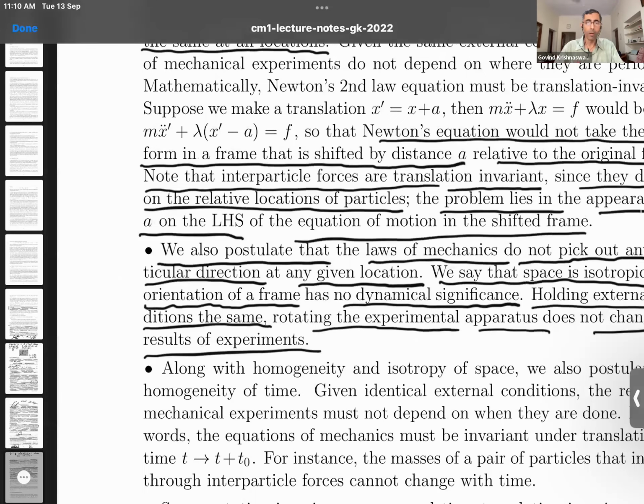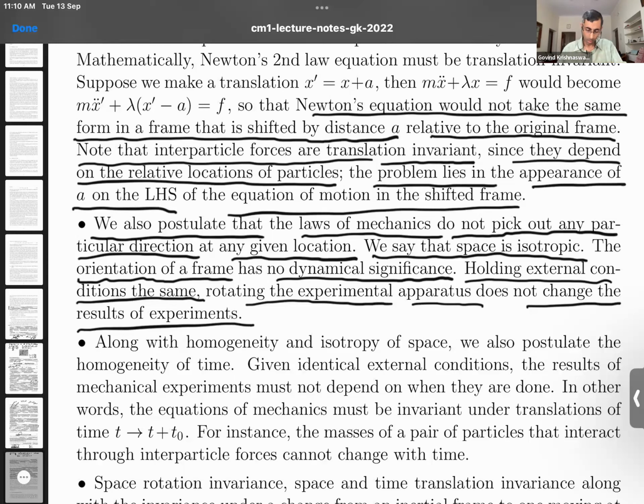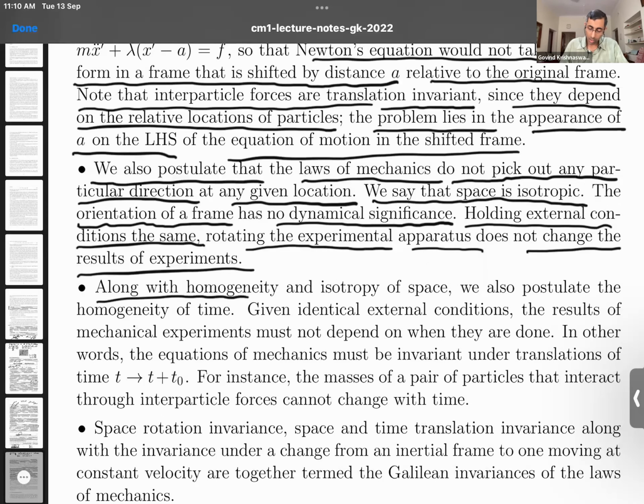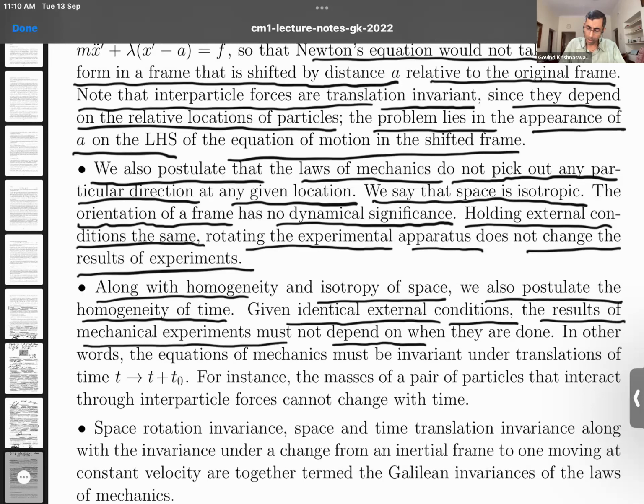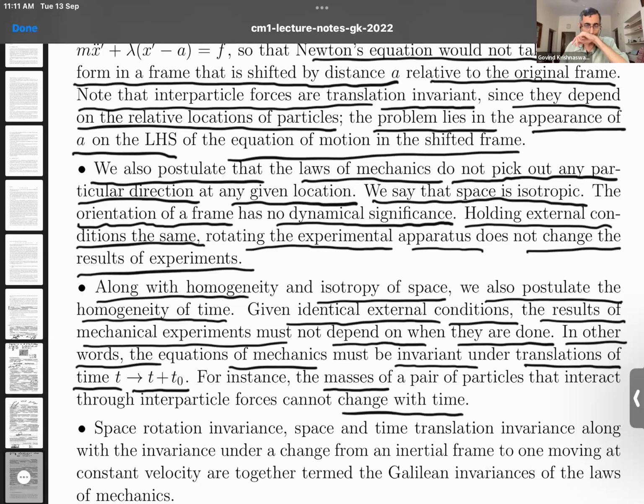Yeah, I have done it explicitly for translations, but the same also holds for rotations. No matter which way you look, the results of experiments must be the same. So along with homogeneity and isotropy of space, so this direction independence is called isotropy, we also postulate the homogeneity of time. What does that mean? Given identical external conditions, the results of mechanical experiments must not depend on when they are done. In other words, the equations of mechanics must be invariant under translations of time, namely t goes to t plus t naught. Under such a translation, the equation of motion must be invariant. A requirement for this is that, for instance, the masses of particles that interact cannot change with time. Okay, so we already postulated the mass of a particle is independent of time.